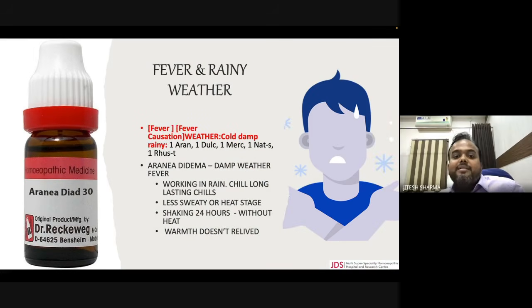So, fever and rainy weather. Let us discuss fever. This is the most challenging thing. Causation of cold damp weather: Rhododendron, Dulcamara, Magnesium aceticum, Natrum sulph, Rhus tox. So start with A, Rhododendron. Rhododendron is a remedy. They have so much chill, especially in rainy season.